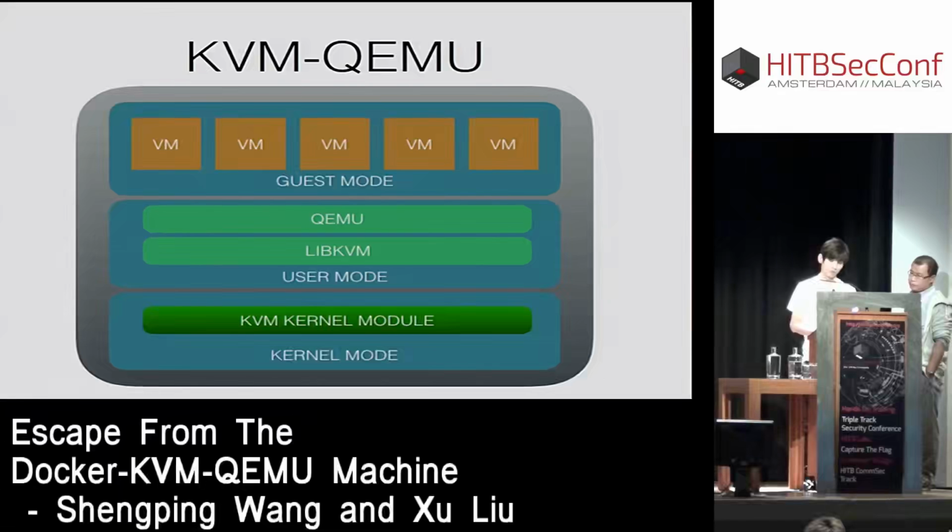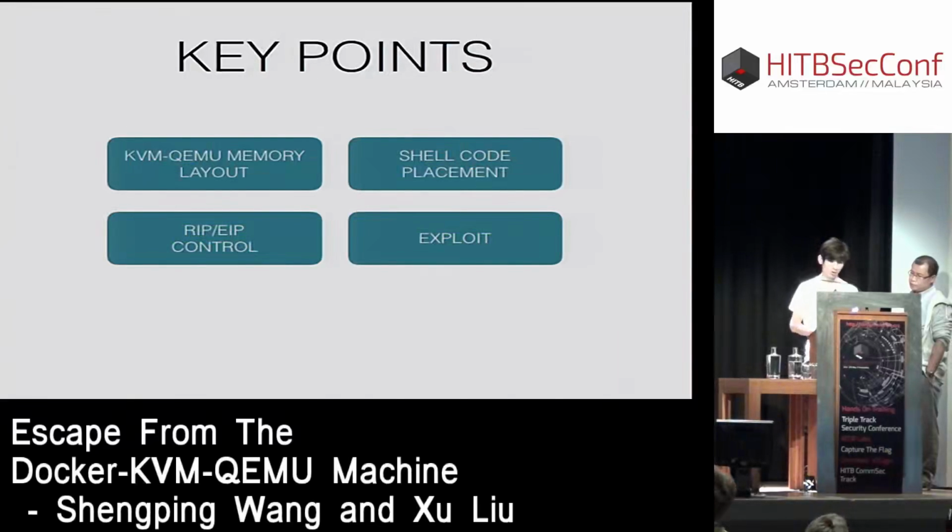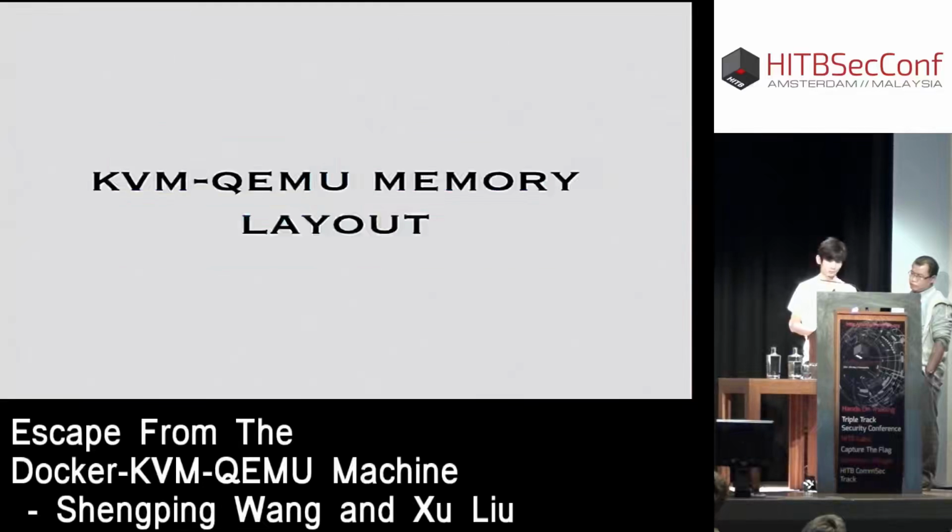There are three modes switched when running a virtual machine on KVM QEMU in Linux. It's the guest mode, user mode, and the kernel mode. And our escape will be based on the next 4 points. The first one is the KVM QEMU memory layout in the user mode of the host machine. And the second one is where to place the shellcode. And the third one is RAP/IP control. And the last one is the exploit details.